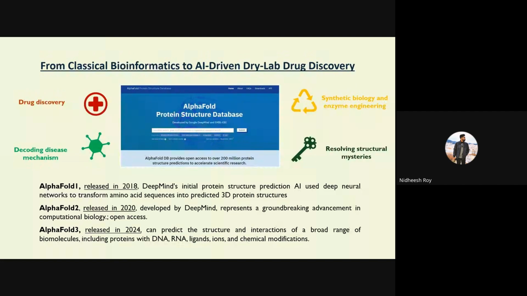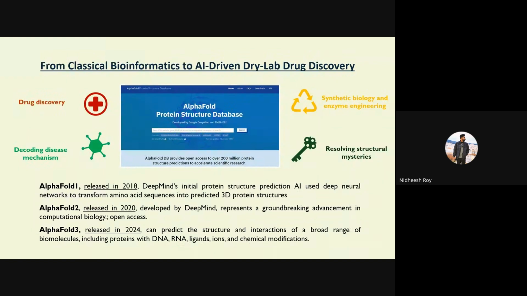As data grew larger and chemical space became vast, this is where AI and machine learning entered the picture. In AI-driven dry lab drug discovery, algorithms learn directly from data rather than relying on handcrafted rules. Machine learning models can predict binding affinity, classify active versus inactive compounds, identify novel scaffolds, and even suggest chemical modifications during lead optimization. Deep learning models now integrate structure, sequence, interaction patterns, and experimental outcomes into unified predictive frameworks.